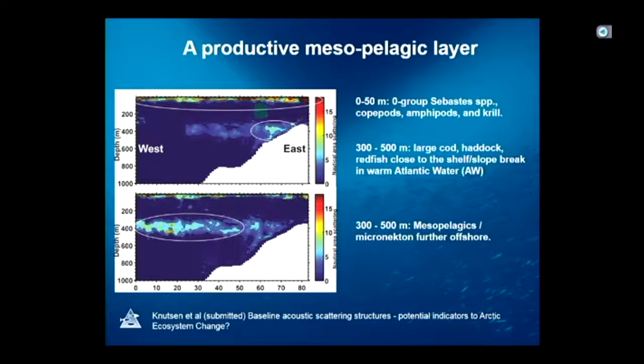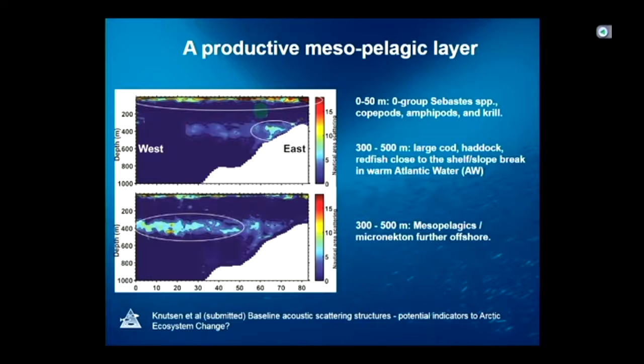We have also, with acoustics, identified a surface layer. The upper part of the surface layer, from 0 to 50 meters, we have 0 groups, redfish or Sebastes, copepods, amphipods, and krill. Then if you dive down close to the continental shelf at 300 to 500 meters, we have these large pots, haddock, redfish, and so on.